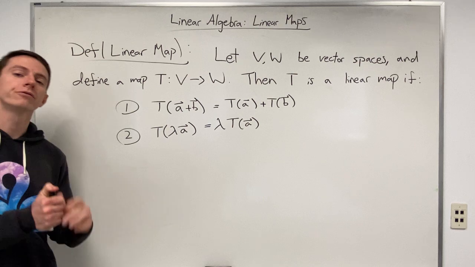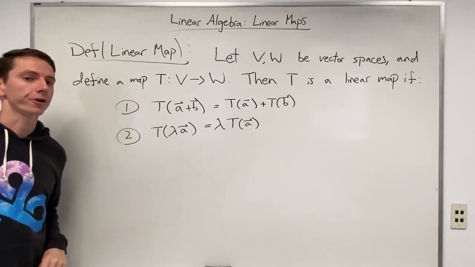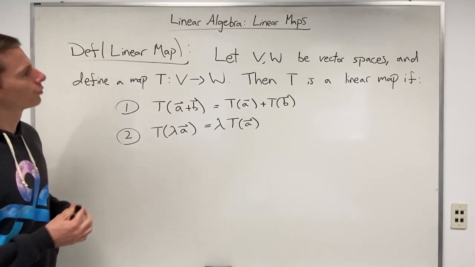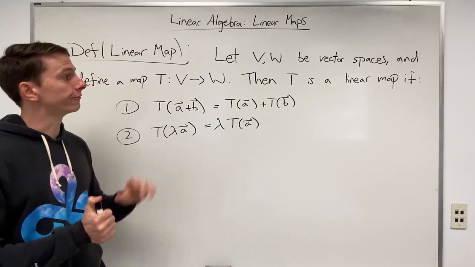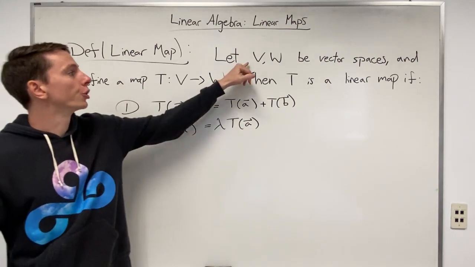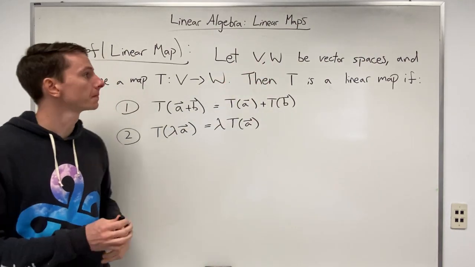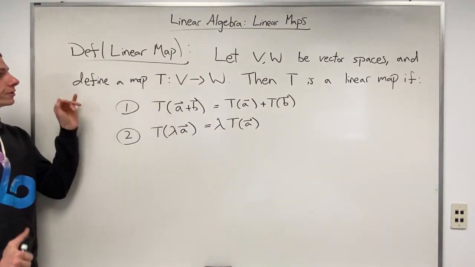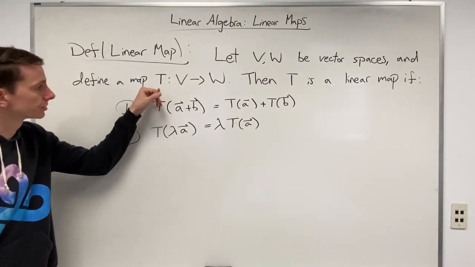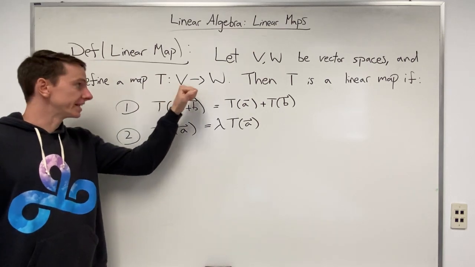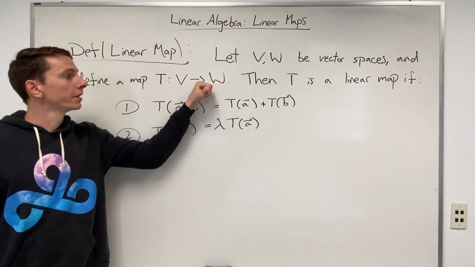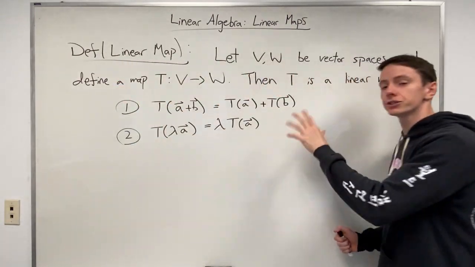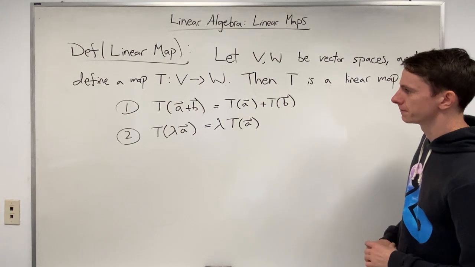Okay, so we have the definition for a linear map right here. Let's go through it together. First, we want to define two different vector spaces, which will act as our domain and codomain sets. So let V and W be vector spaces, and we define a map T which maps the vector space V into the vector space W. Then we say that T is a linear map if these two properties are satisfied.